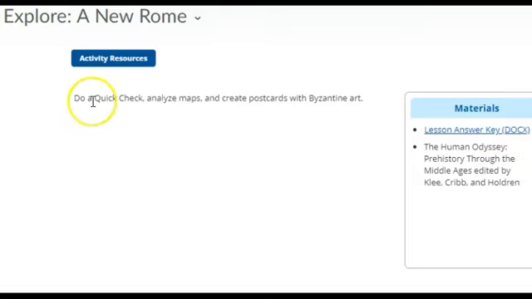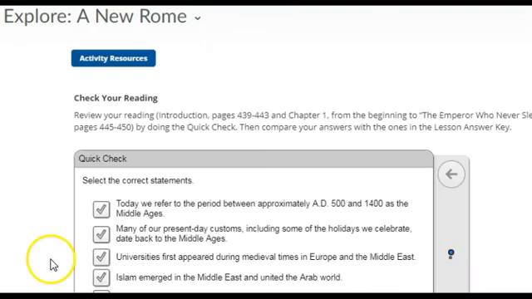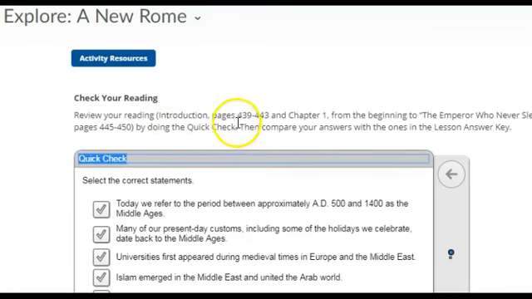All right, you're going to do a quick check and analyze maps and create postcards with Byzantine art. And this is just a check in on where you are. If we go over to the next page, it says check your reading. So this is where the quick check is. Review your reading, which was the introduction from pages 439 to 443. That's chapter 1 from the beginning of The Emperor Who Never Slept.